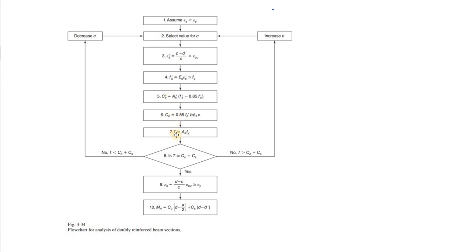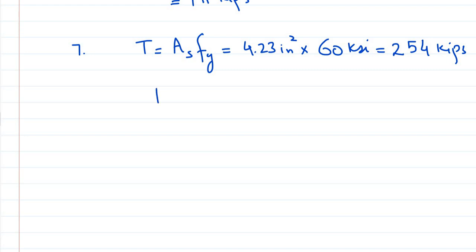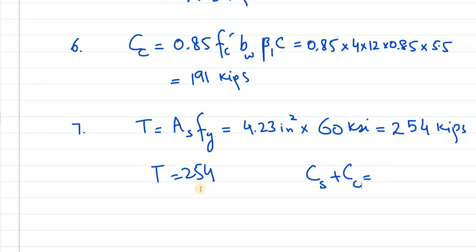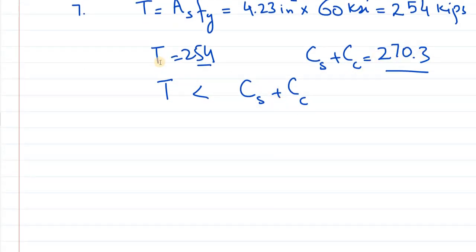So now we have these 3 forces calculated, and now we are going to perform this equilibrium check. So let's see. T is 254, and this Cs plus Cc is equal to this 79.3 and 191. So these make 270.3. Now T value is lesser than Cs plus Cc. So what should you do in the next step? This side is greater than T, so you need to try a smaller value for C.